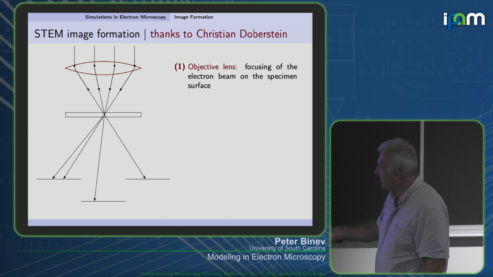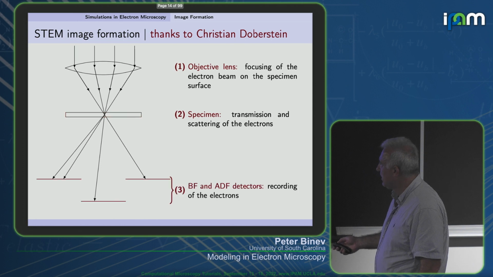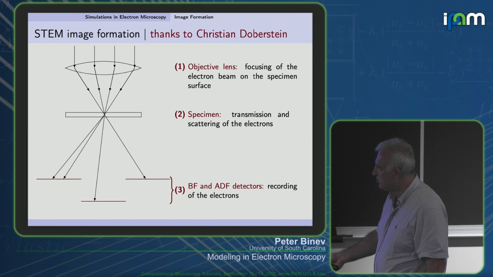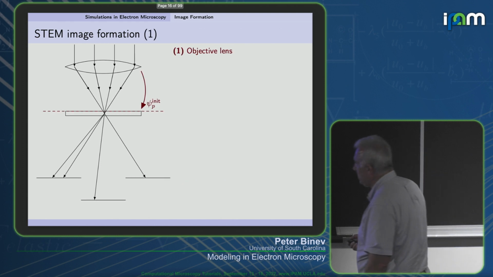So we have three components. One is the objective lens, which is focusing the electron beam on the sample. The second one is the specimen, the transmission and scattering of the electrons through the sample. And the third one is the detectors, a recording of the electrons. There are two detectors. This is the annular field, and this is just a circle. So let's consider that one by one.